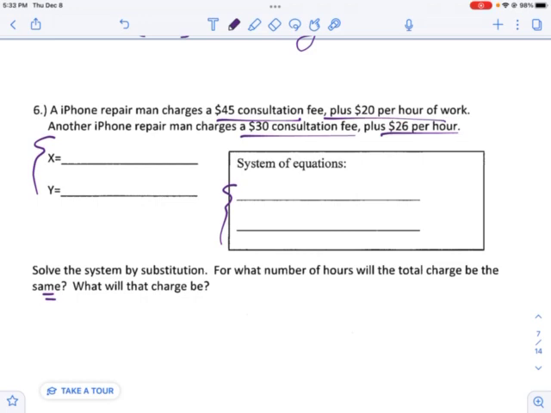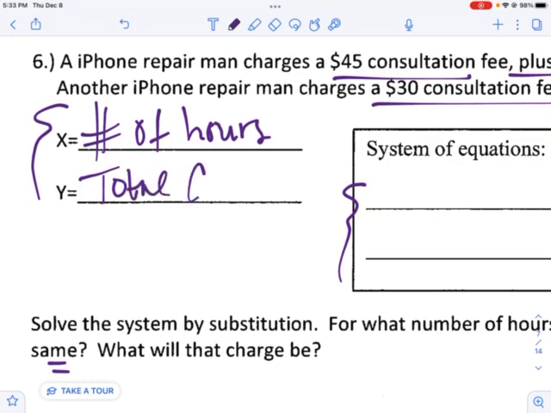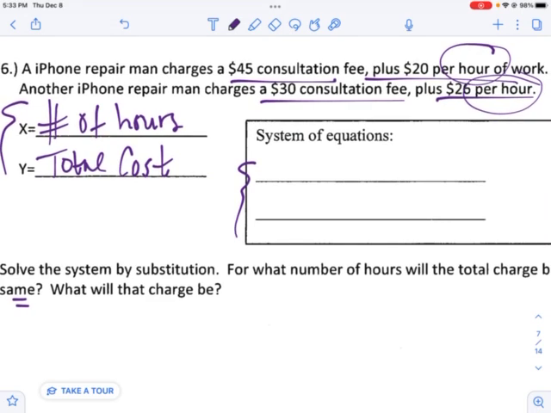So let's talk about the system of equations. Let's look at the first iPhone repairman. We have a total cost, and he is charging $20 an hour plus a $45 consultation fee. A consultation fee is just to look at the phone to figure out what's wrong with it. So I have $20 per hour plus that $45 consultation fee. Hopefully you can think about what the next equation is. The second iPhone repairman charges $26 an hour with a $30 consultation fee.